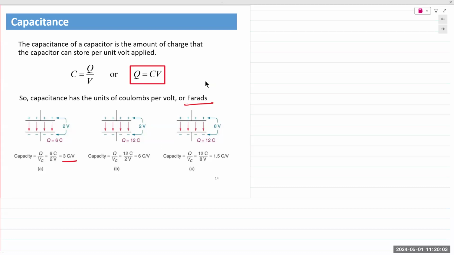And then if you look at example C compared to A and B, same amount of charge, 12 coulombs, but now the physical construction of the capacitor can take up to 8 volts. So a higher amount of voltage being applied. And if your materials can withstand that high amount of voltage, then the capacitance value is very small, 1.5. Okay, 1.5.